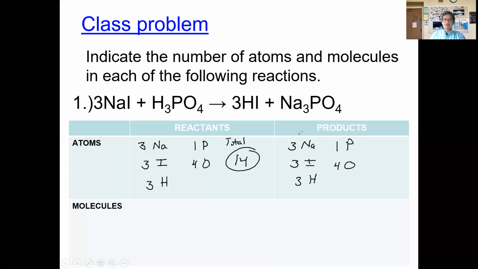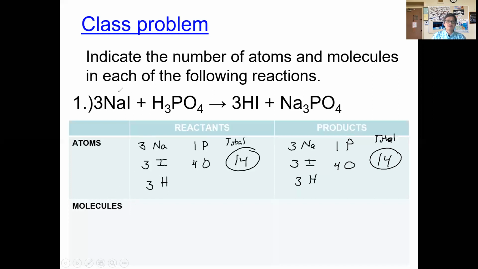As well. And so let's total up all of these atoms, and you notice that we have a total of 14 atoms as well. So we have conservation of atoms here. All right, very good. So those are atoms. Let's take a look at the molecular.